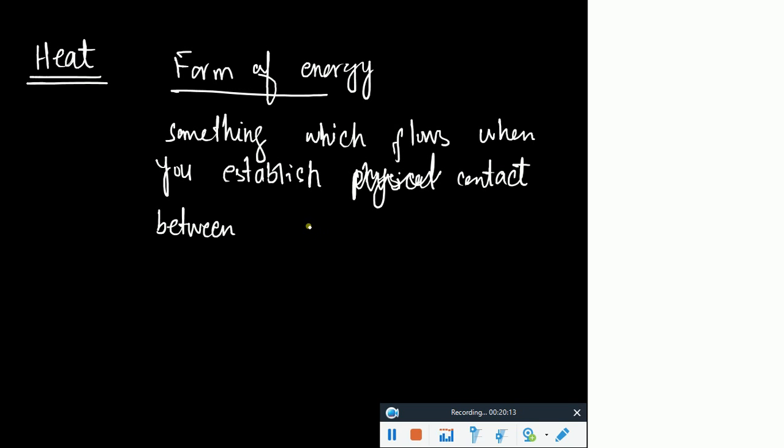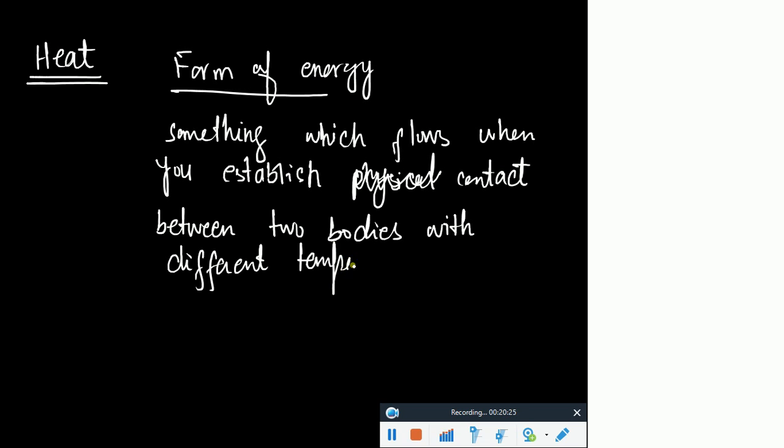Just give me a minute. You establish contact between two bodies with different temperatures. Okay, so you can say it's a form of energy. Now the point is, again, can you say at some point, let's say at this state, you have this much of heat? Can you say that? For example, once the system has moved from point 1 to point 2, now at point 2 it has heat Q2, at point 1 it has heat Q1.